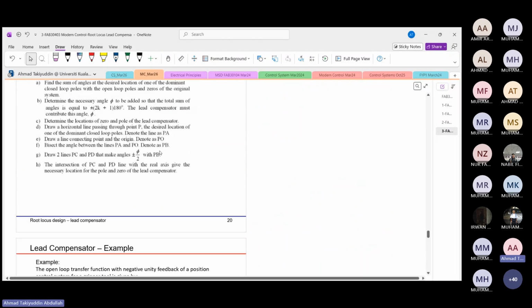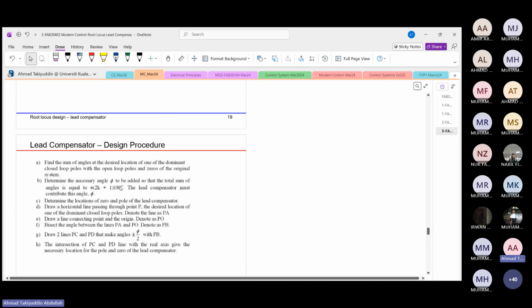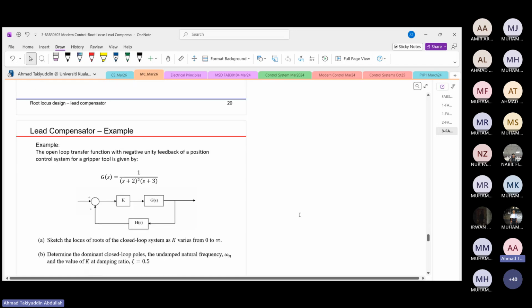So let's move. I'm just going to show how you can determine the phi angle. The phi angle is known as the contribution angle, or angle of contribution, which you want to consider for your lead compensator by using the method known as the bisector method. This is going to be how you determine the phi.